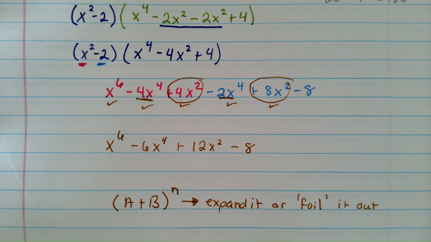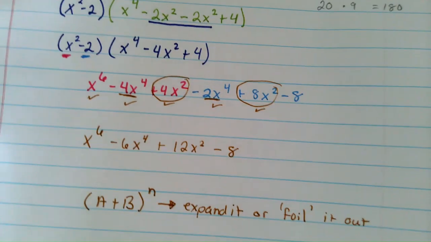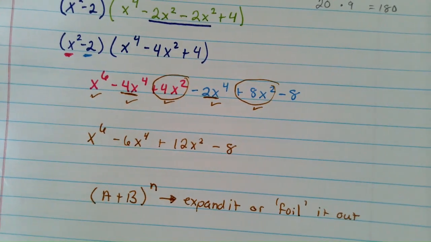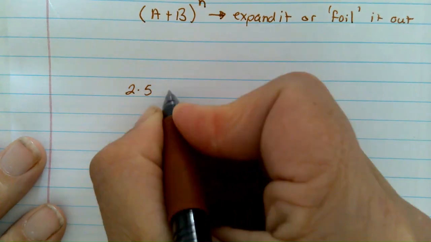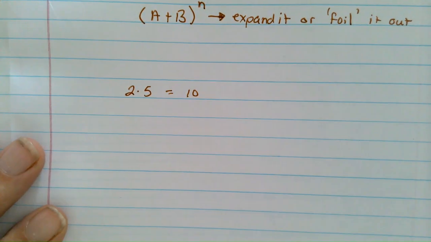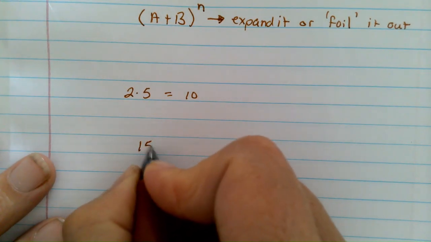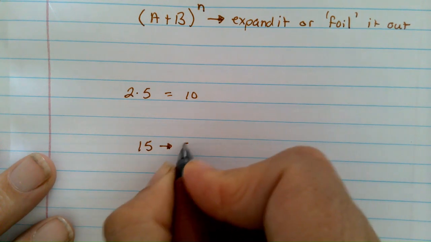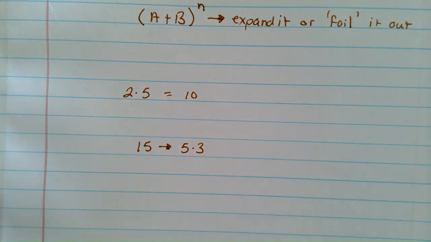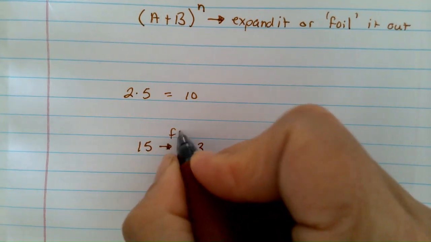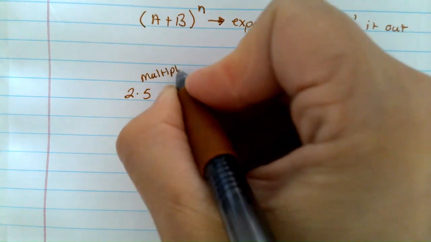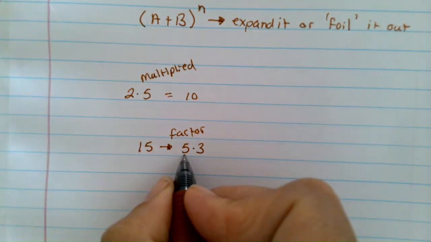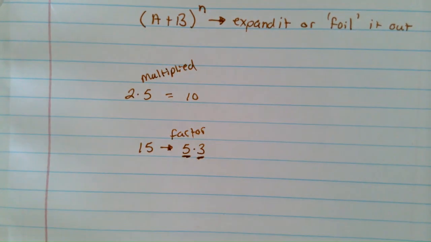Now, if we're going to multiply these things, we also need to be able to go backwards. For example, yes, we know that 2 times 5 is 10, but we also, with 15, can go backwards and say, hey, it's 5 times 3. So when we go backwards, this is known as factoring. Here we multiplied. Okay, and we like to factor till we get prime numbers.